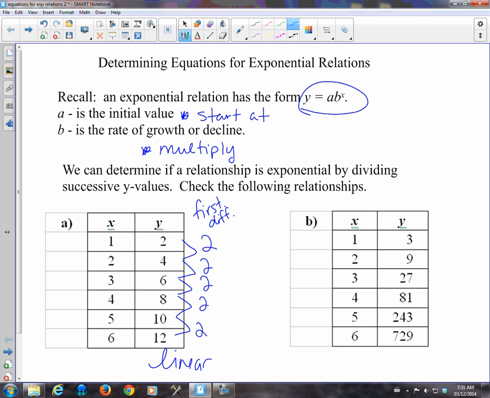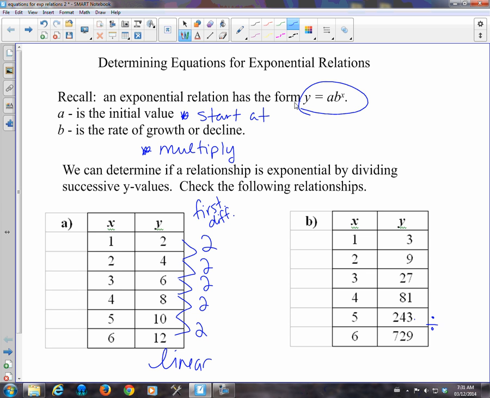If I look at B, I can tell just by looking at these numbers that they're not going up by the same amount, because 9 take away 3 is 6, and 27 take away 9 is going to be more than that. So I know that it's not going up by the same amount. The other thing we can do is divide. We can take and divide the two numbers.